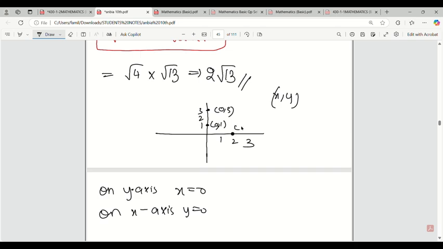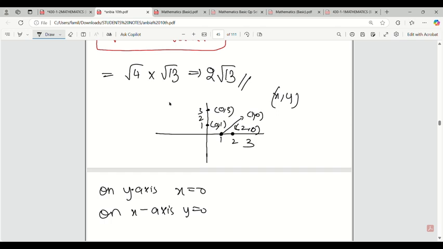How will I write this? Yes, you're correct: 2 comma 0. I'll write it in this way. How will I represent 1? I don't have space, so I'm writing it below, but never try to do that. I'll write it as 1 comma 0. This is how I will do it.